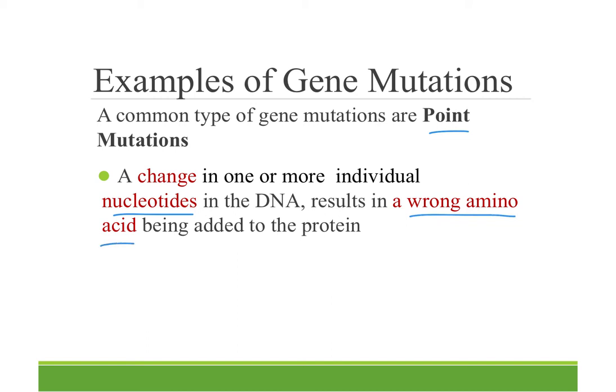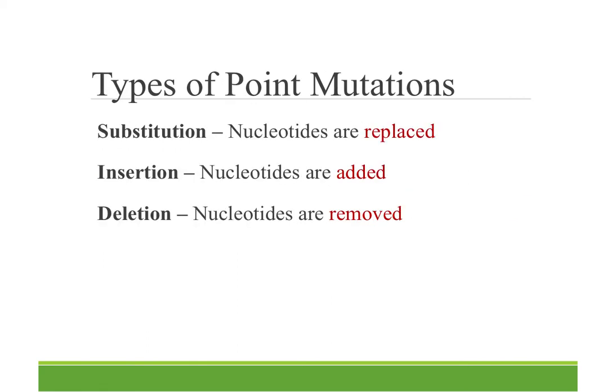You're changing one thing, so it's called a point mutation. There are 3 different ways that these point mutations can occur. A substitution mutation occurs when a nucleotide is replaced. So instead of an A, a C is put into the DNA when DNA replication occurs.